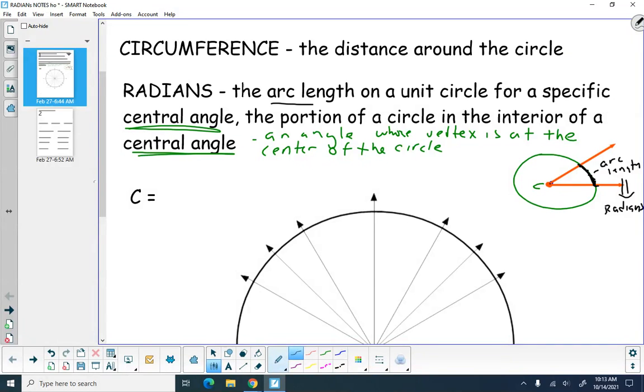So we're talking about the arc length. We're talking about measuring this distance right here. What is the measure of this distance? That's your arc length, but it's also the number of radians that you have. What is that distance?